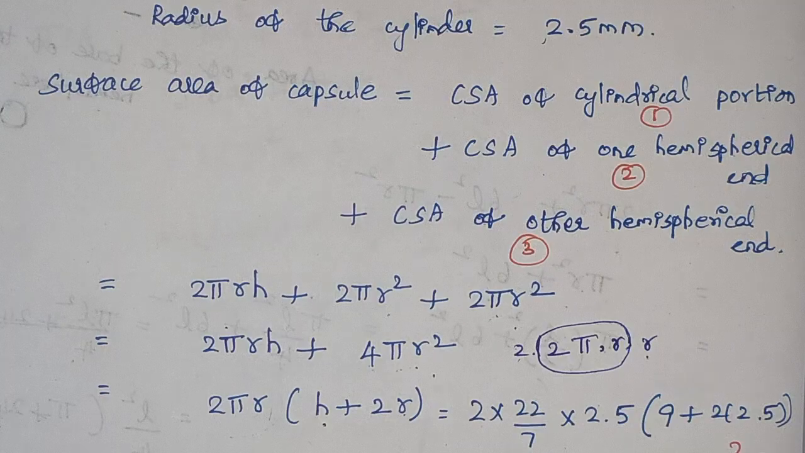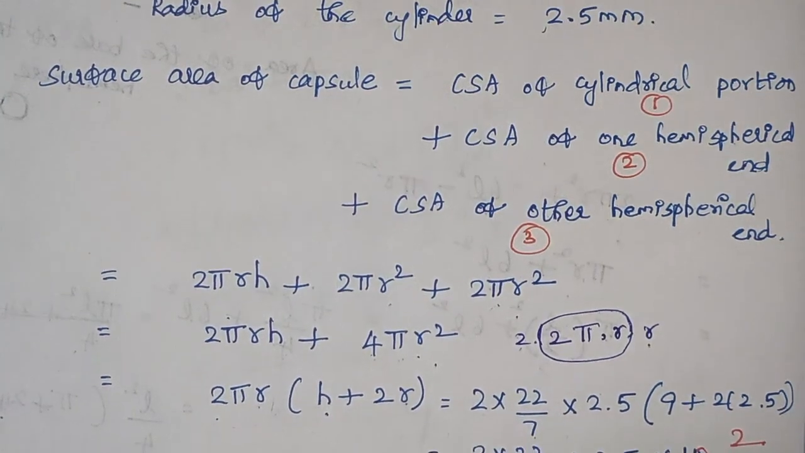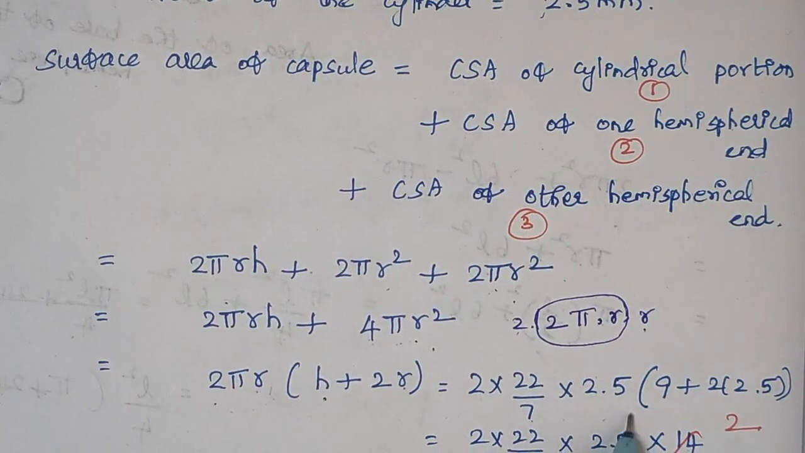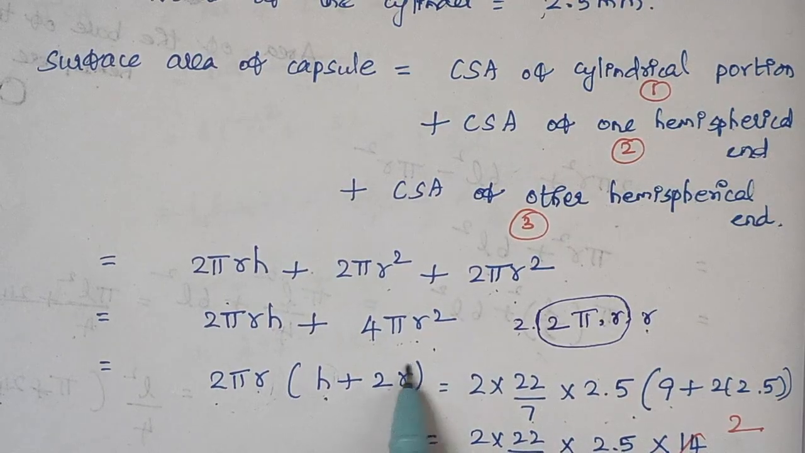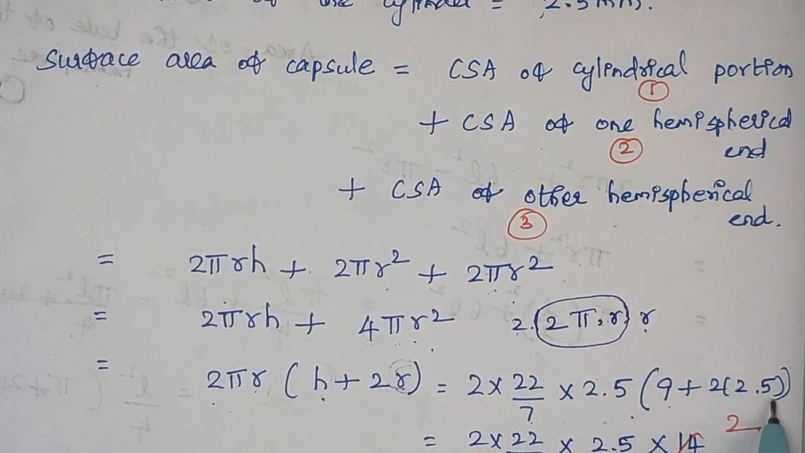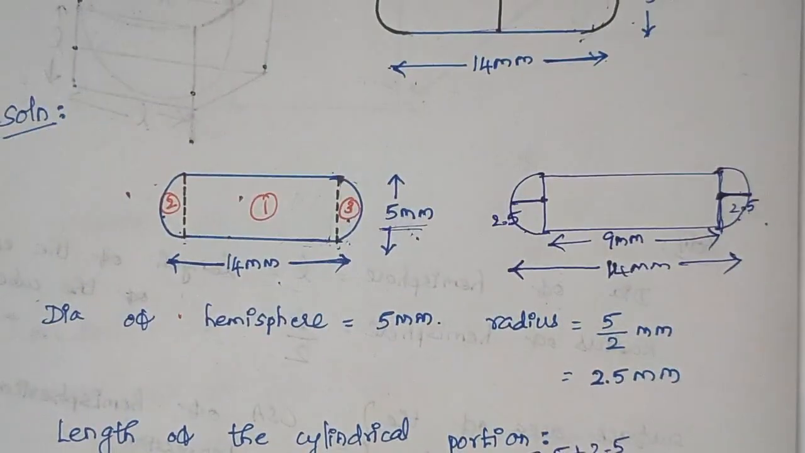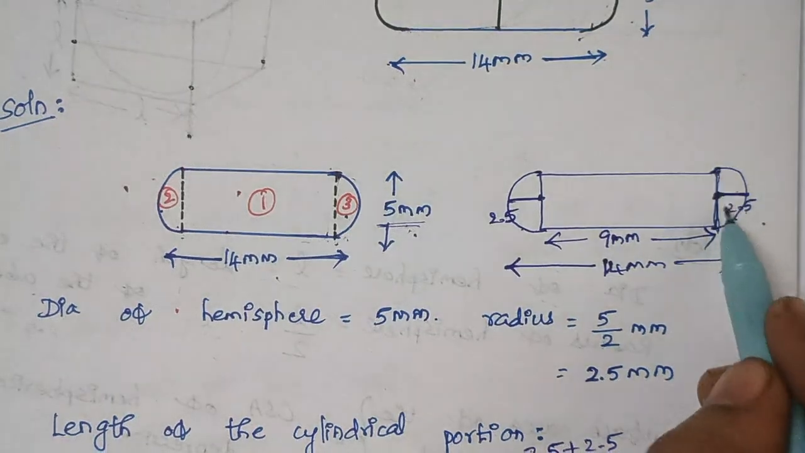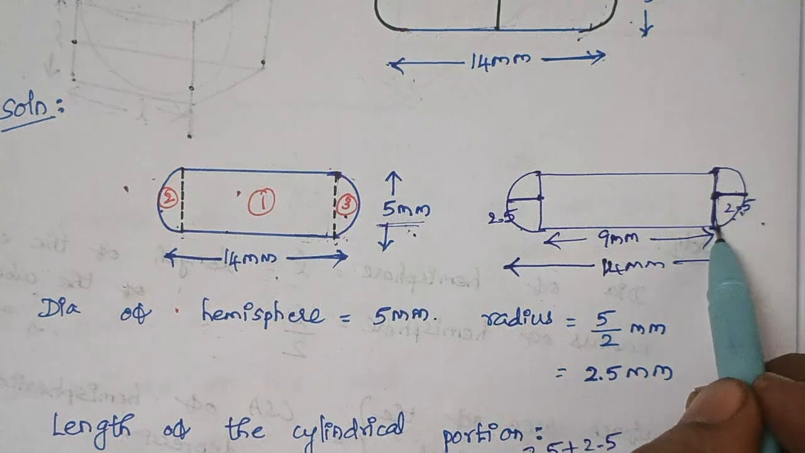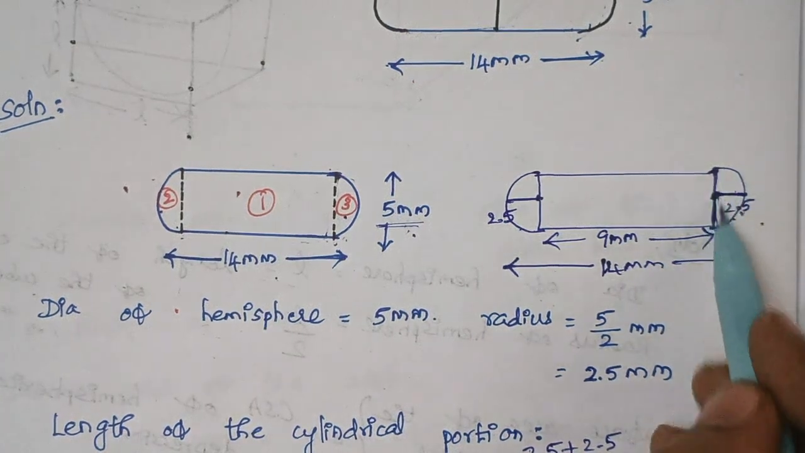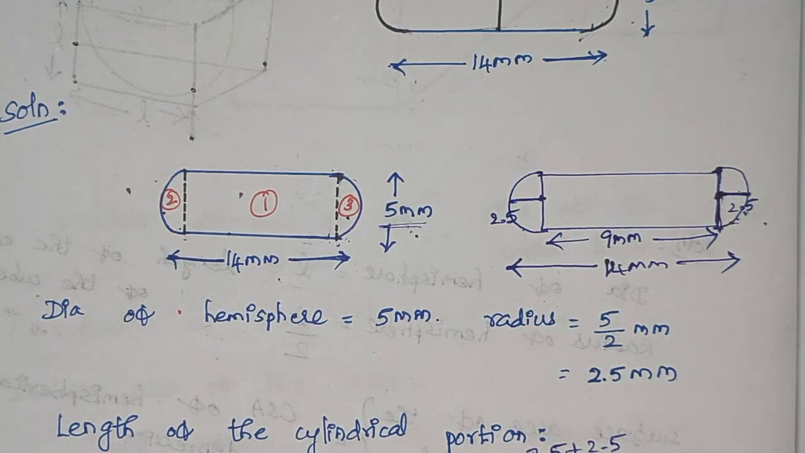Now just substitute the values. 2 and the value of pi, it is 22 by 7. And what about the value of radius? It is 2.5. And what about the height of the cylinder? It is 9. And again plus 2 into, again what about the radius? It is 2.5, right? You see, regarding radius, I forgot to tell this thing. When this radius is 2.5, again this line also forms a part of the cylinder, right? Therefore, the radius of the cylinder is also again 2.5. Always keep it in mind.